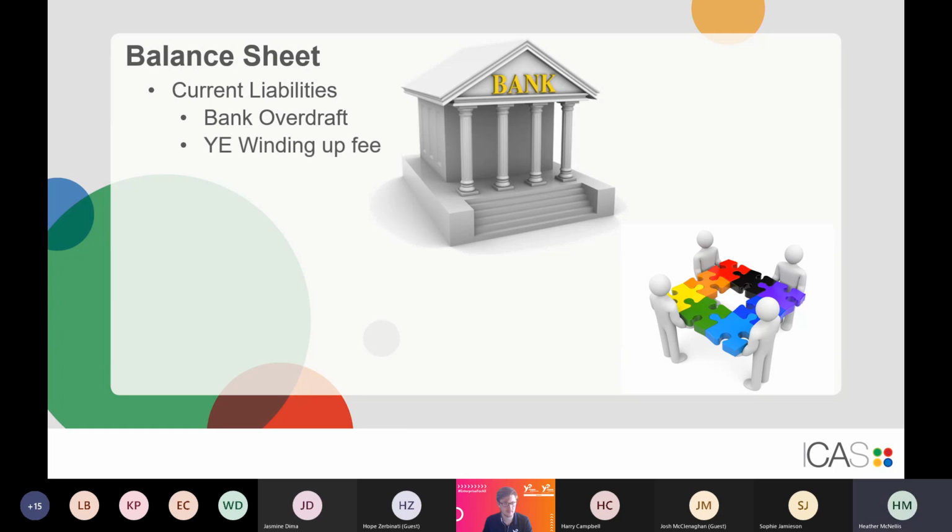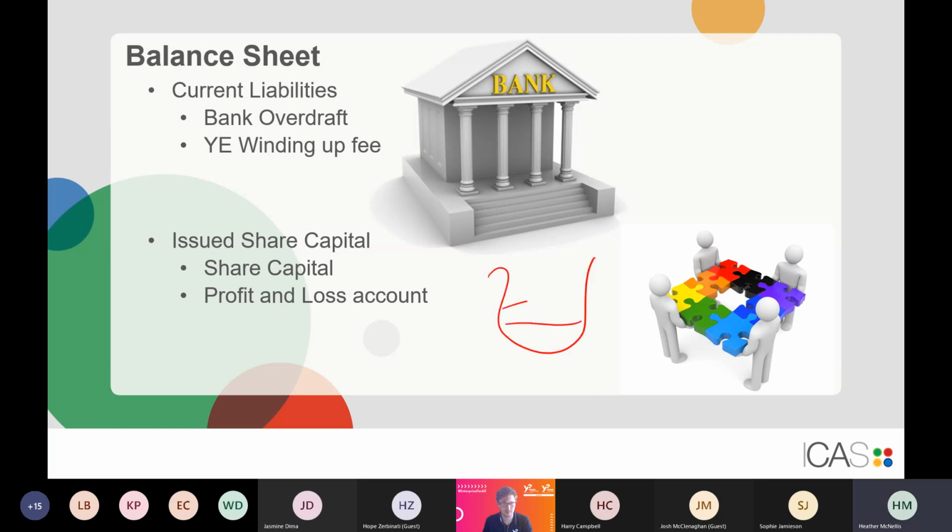As we said, you've got your Young Enterprise winding up fee, and the reason that was a liability was because you haven't paid it yet, because it's payable at the end. And we had our issued share capital, that's like my little 4 people there, and that's all the shares that they're kind of holding in my jigsaw. Profit and loss account being my beaker of money that goes in every year.